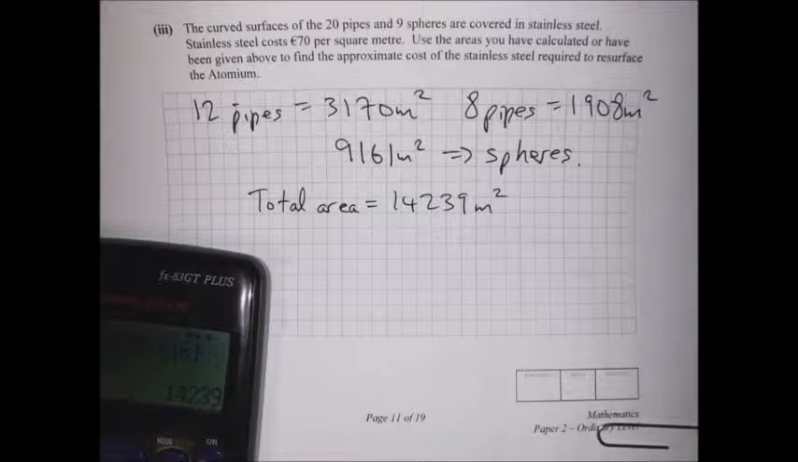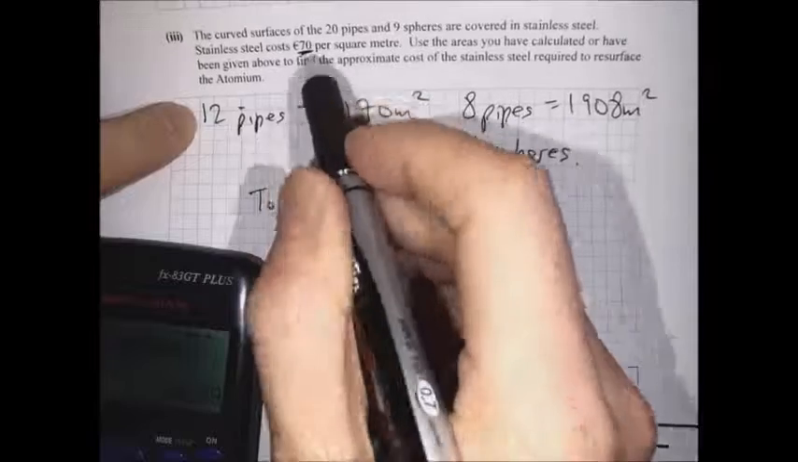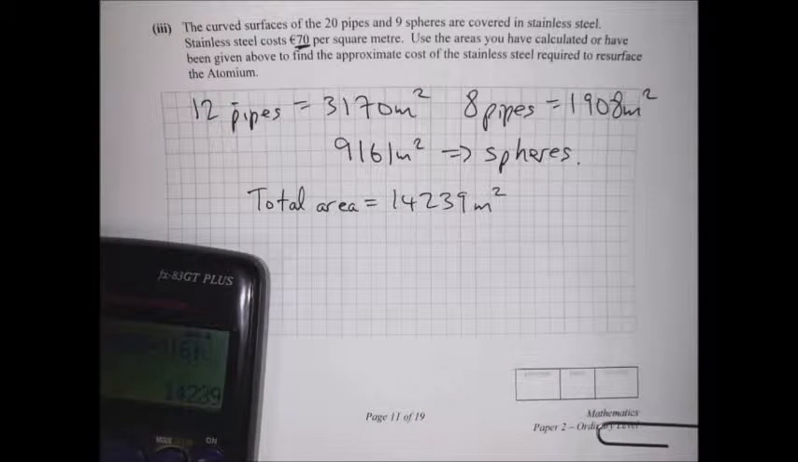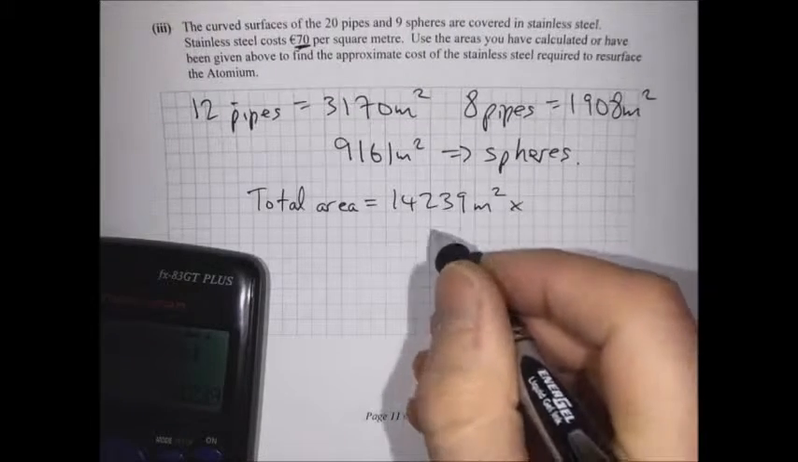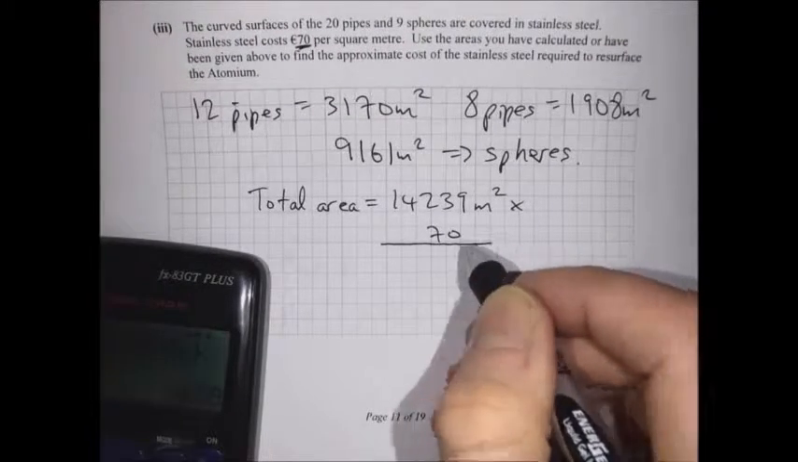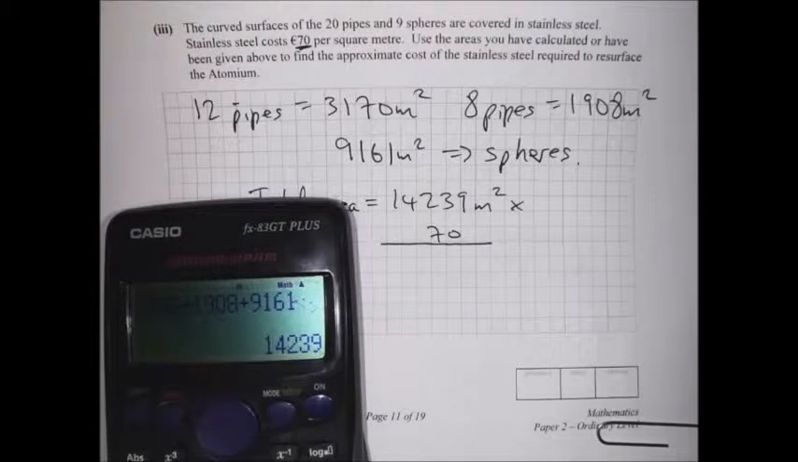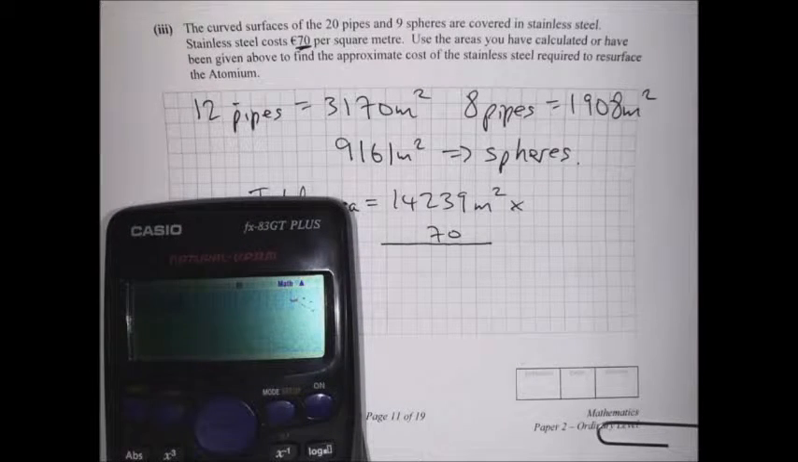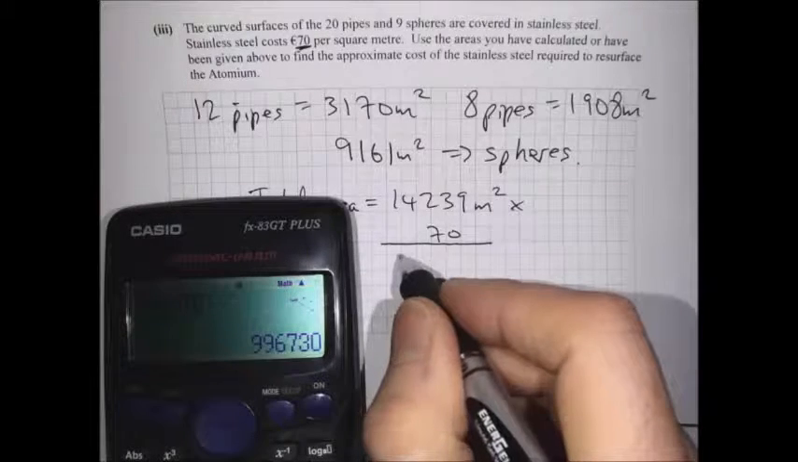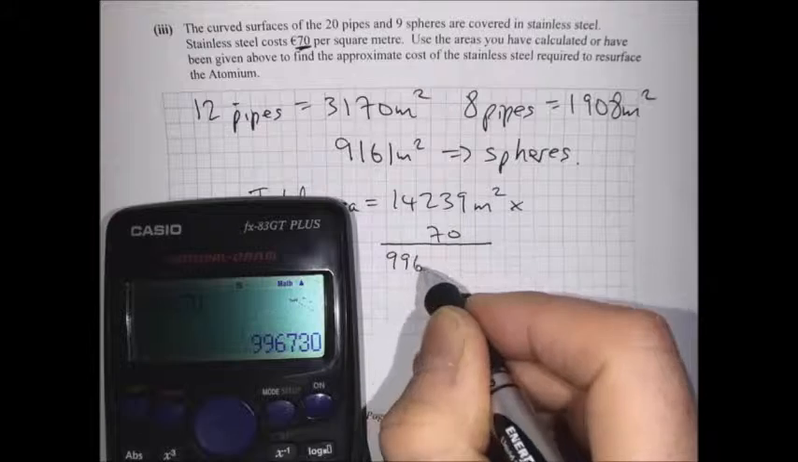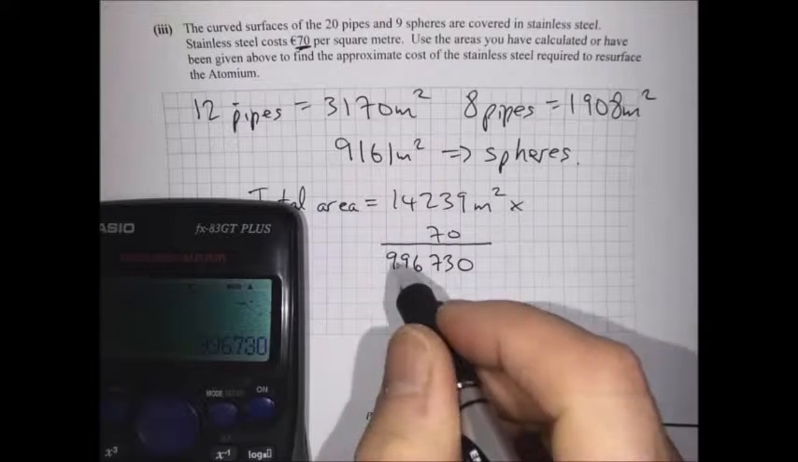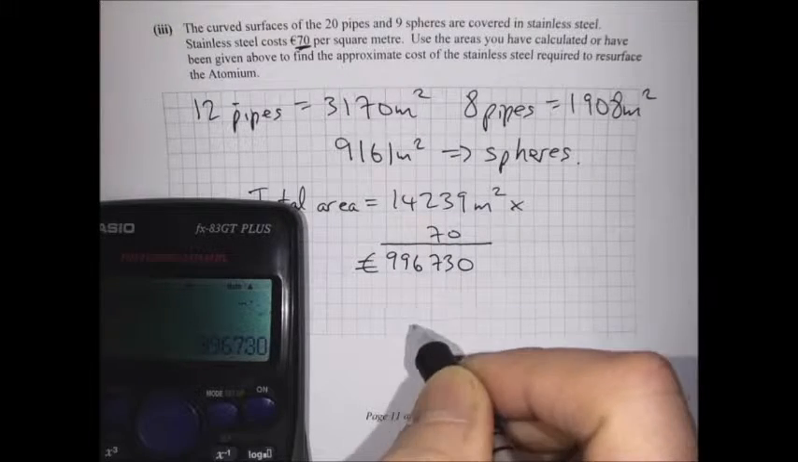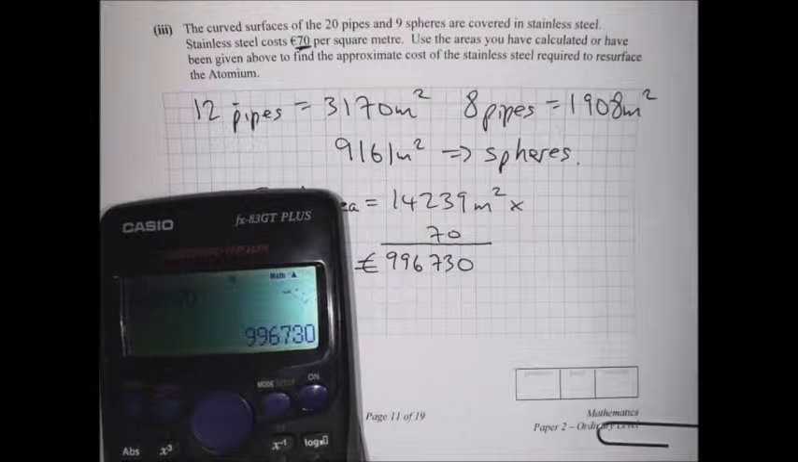And we were told that the steel there cost €70 per square meter. So we used our areas to find the approximate cost. So it's going to be €70 for each one of these square meters. So we multiply this figure by 70 to get the cost. So we have it there on the calculator, 14239 multiplied by 70, and we get 996730. So that is euros, 996,730. So approximately €1 million.